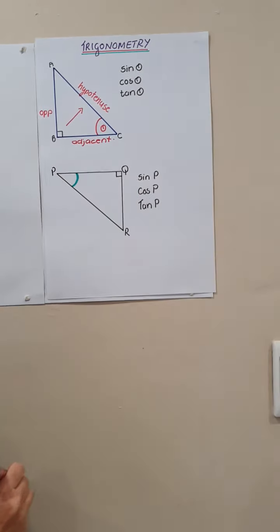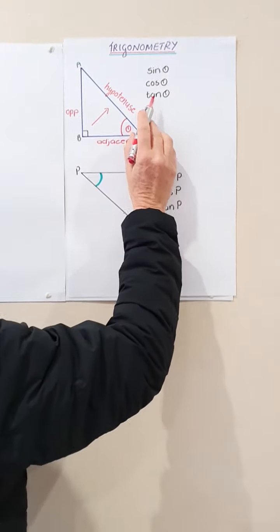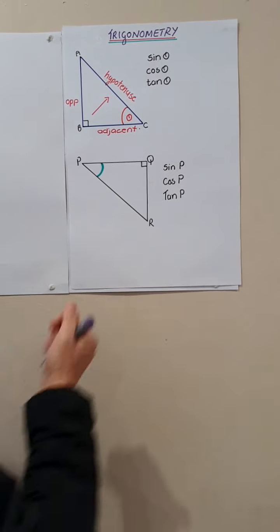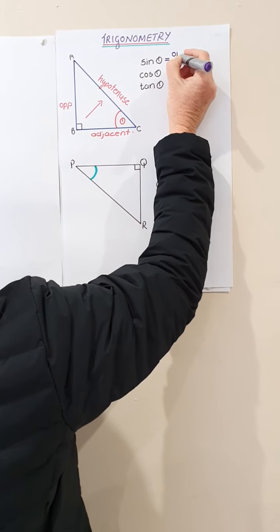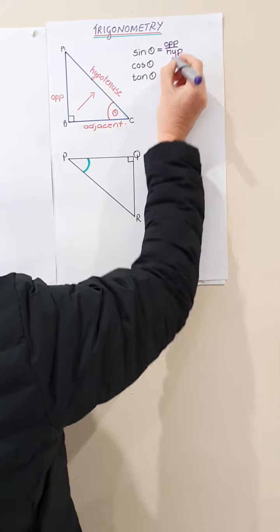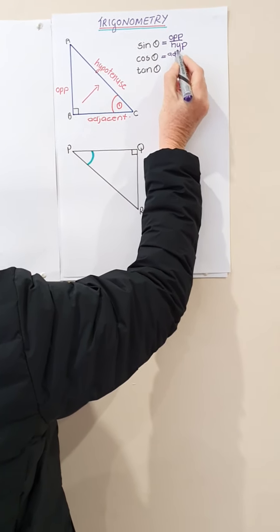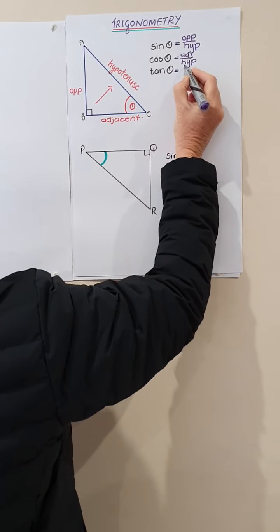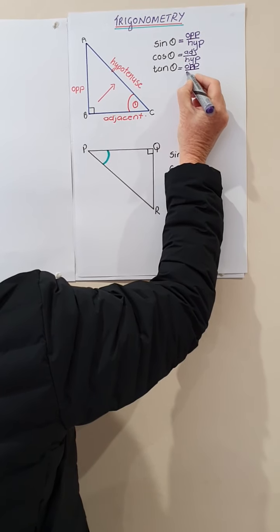Now we have three trig functions, and they are sine, cos, and tan. Sine is defined as the opposite side over the hypotenuse. Cos is the adjacent over hypotenuse, and tan is opposite over adjacent.